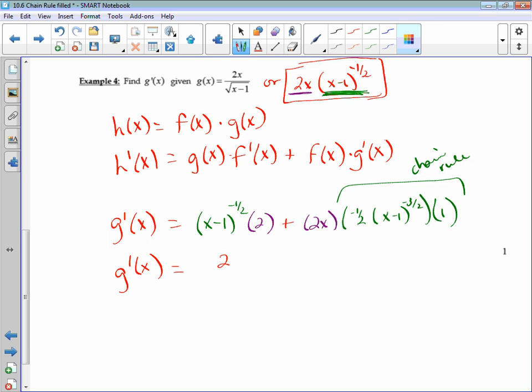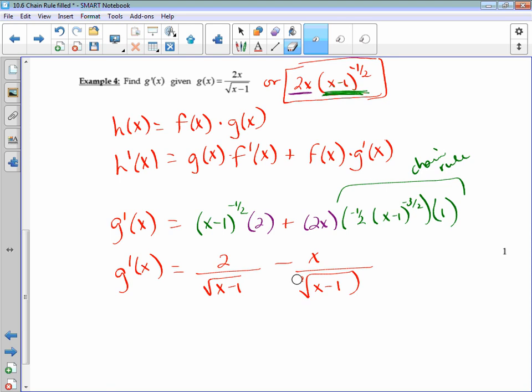So this would be 2 over, again, I don't care which way you write it, square root of x minus 1. Then it's going to end up being minus, right? And it's 2x times negative 1/2, so that's just going to be minus x over the square root of x minus 1 cubed. I don't need minus square roots there. Are we okay to there?